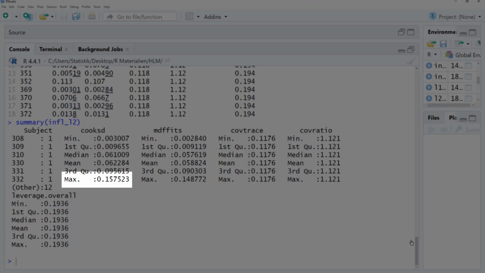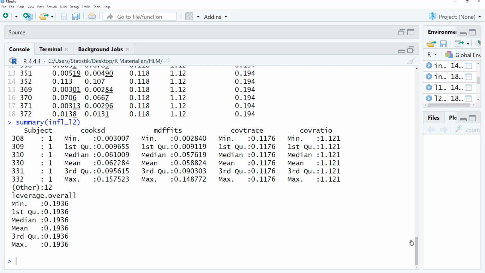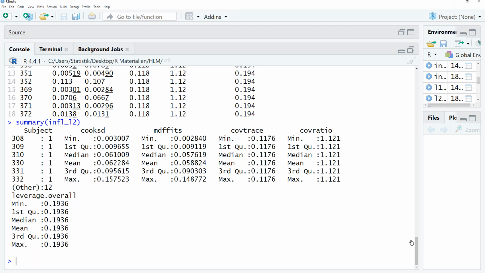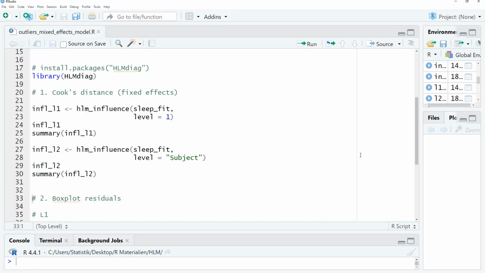0.157. Is this high? Using again the formula 4 over n. In this case, n is 18 because we have 18 subjects in this study on level 2. 4 over 18 is 0.222. So here there are no outliers according to Cook's distance on level 2. Please note that we don't get Cook's distance separately for random intercept and random slope. Next we will look at the box plot to get a visual understanding of possible outliers.